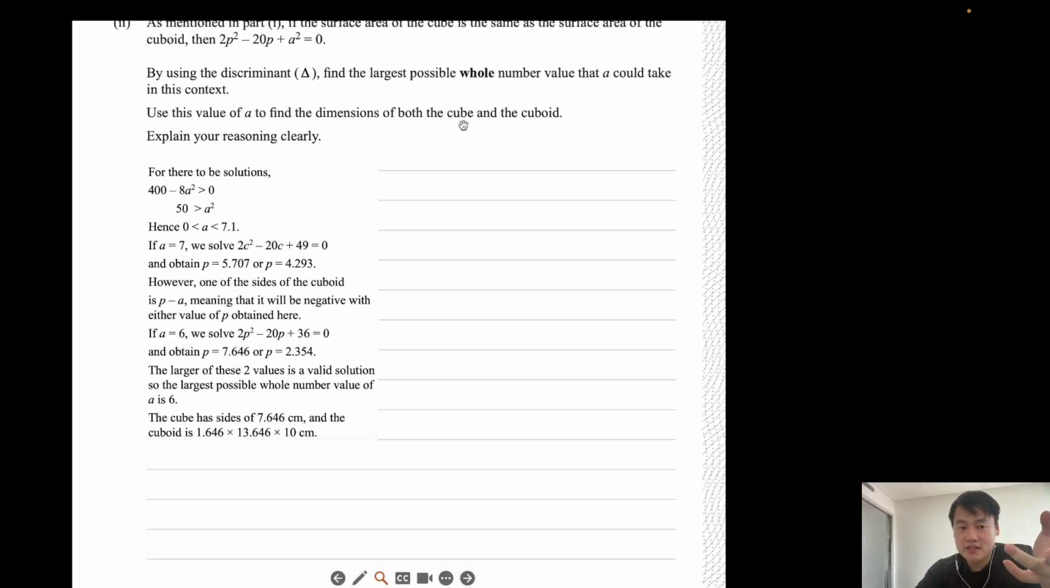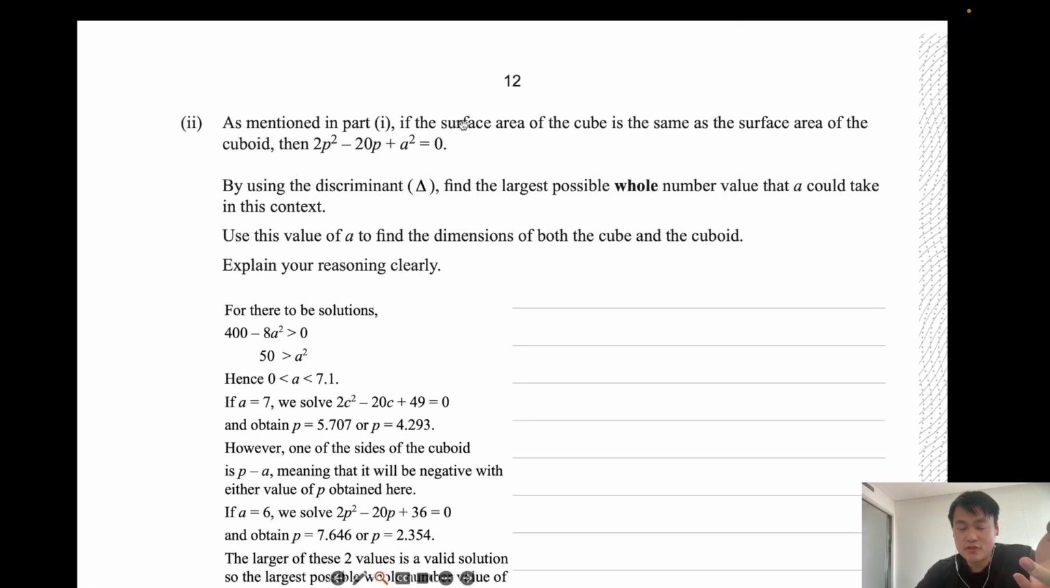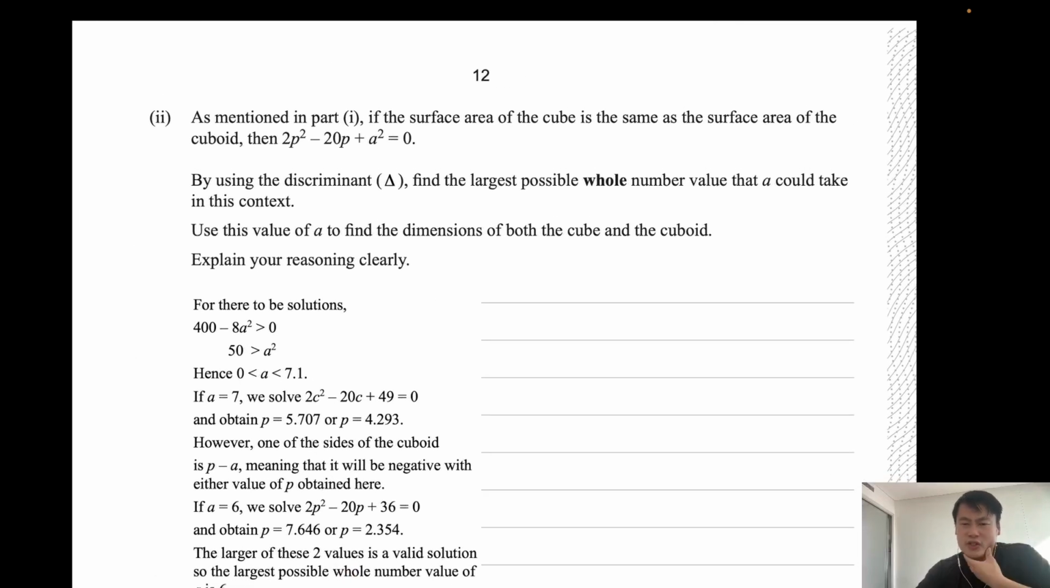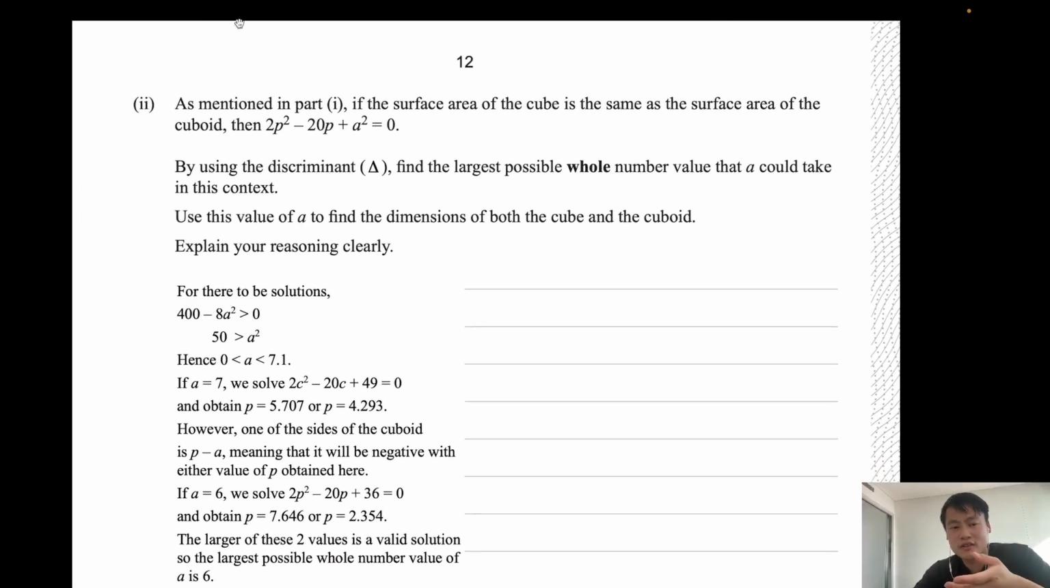This thing over here, part 2, surface area of the cube is the same as the surface area of the cuboids. Yeah, so the equation is before, okay. Yep. Discriminants, this is where you remember the basics over here. You need to know the basics of what the discriminant relationships are. Remember the triangle, if it's negative, it is 0 solutions. If it's positive, 2 solutions. If it's equal to 0, 1 solution. So they're asking the largest whole number that A could take in this context.